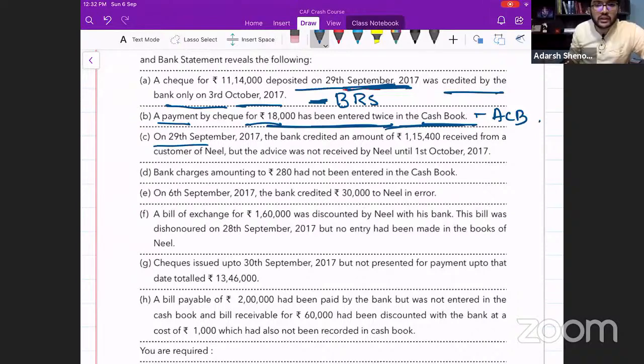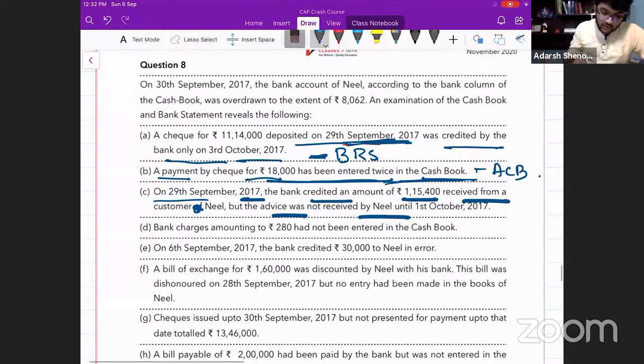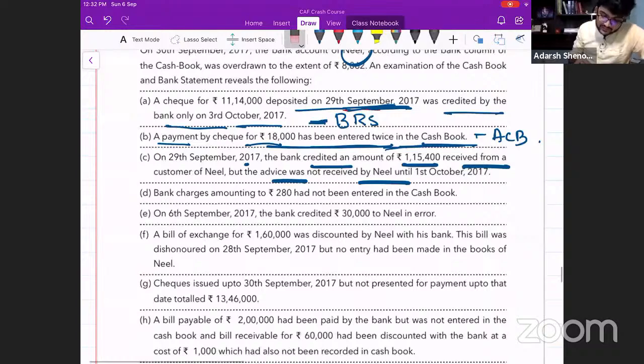Yes. Next. On 29 September 2017, the bank credited an amount of rupees 1,15,400 received from a customer of Neil, but the advice was not received by Neil until, okay, customer of Neil. Okay, we are Neil, is it? Okay, my name is Neil. Now they have said advice was not received by Neil until 1st October 2017.